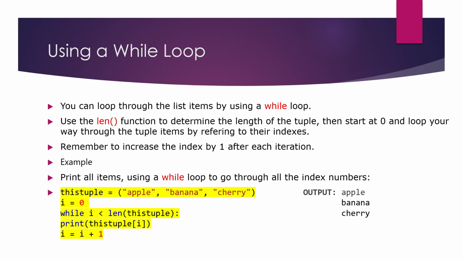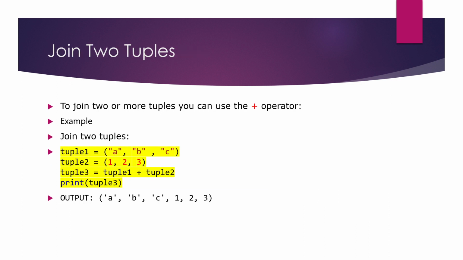Apple, banana, cherry. Now the next one is join two tuples. To join two or more tuples, you can use the plus operator. As we have seen, it's a method to add items in the previous slides. So tuple 1 is a, b, c, tuple 2 is 1, 2, 3, and tuple 3 is equal to tuple 1 plus tuple 2. Then when we print tuple 3, you can see a, b, c, 1, 2, 3. It goes in the correct order as they are ordered.